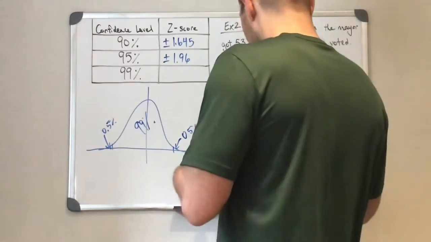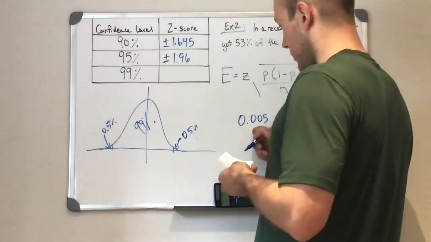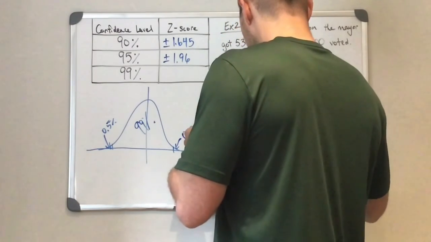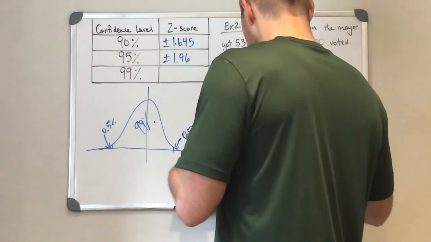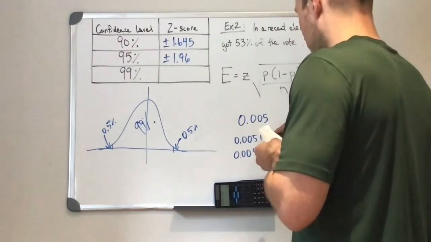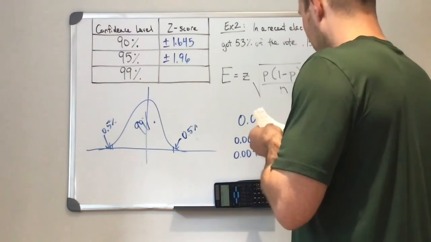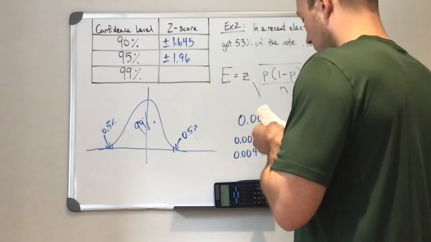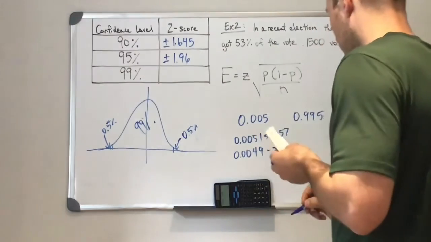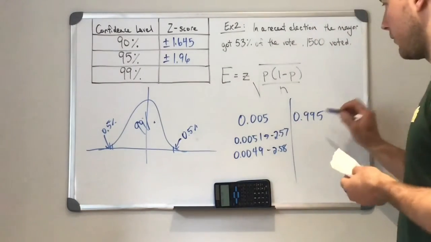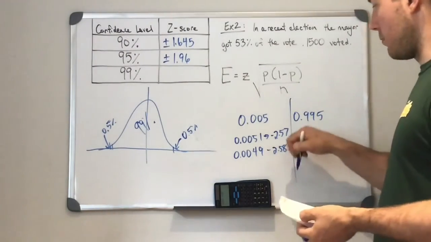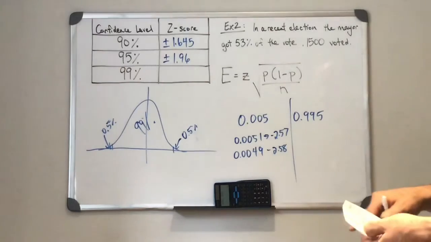So if we looked up 0.005, the closest we could get is 0.0051 and 0.0049, and this was negative 2.57, and this was negative 2.58. So similarly, here if we look this one up, we'd find something slightly above and below, and they would match these same two z-scores as well.